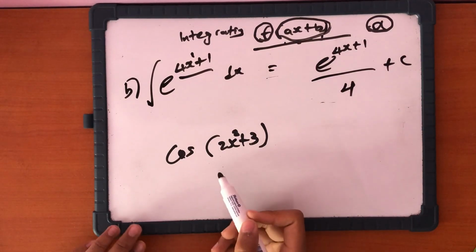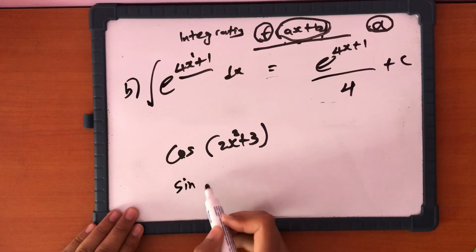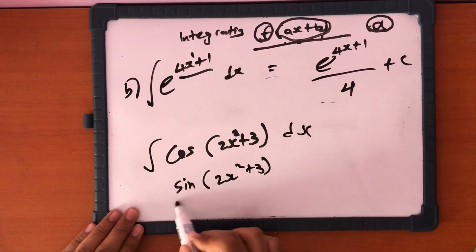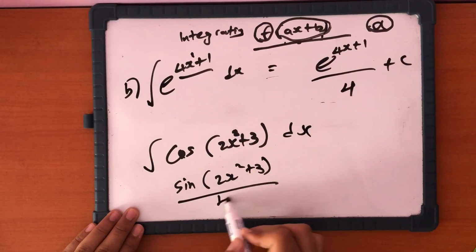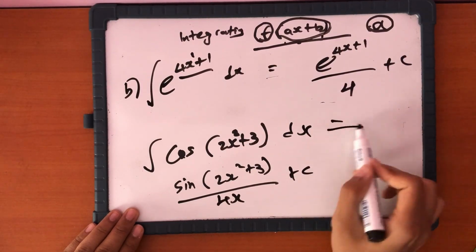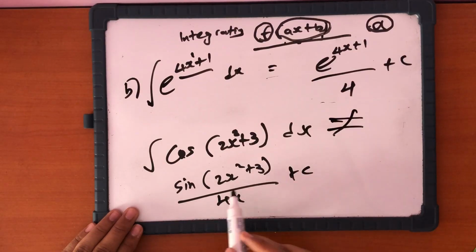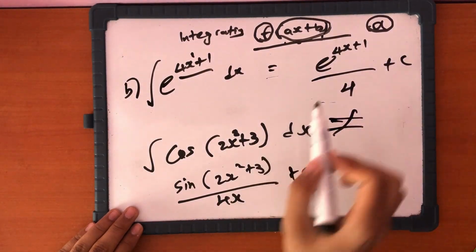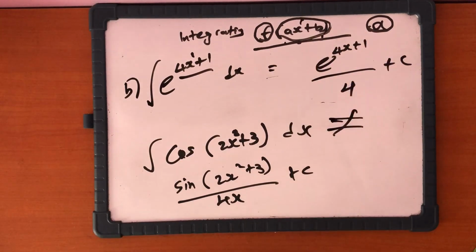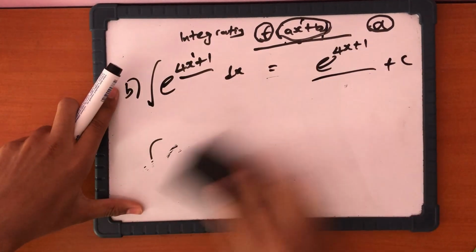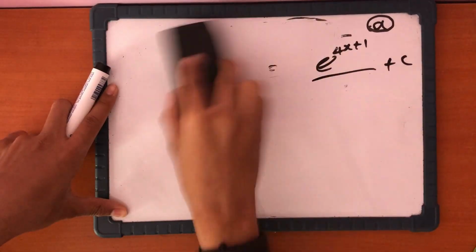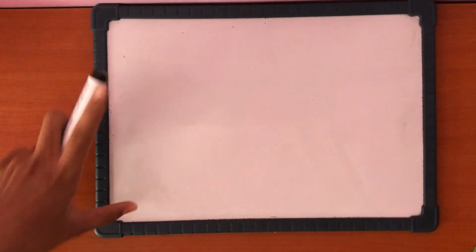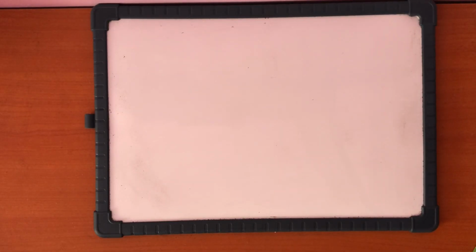So in this case, you can't say sine of 2x squared plus 3 divided by the derivative of the inside function, 4x. No, this is not correct. You can't divide by 4x because 4x is the derivative of the inside function. The inside function has to be linear. So that's it for a very easy application of reversing the chain rule. For P3, don't worry, it'll all be linear questions. It will never be anything more complicated than that.